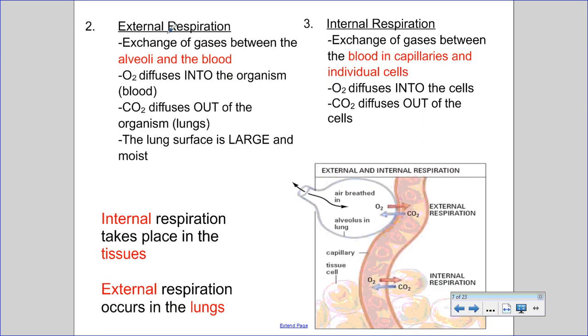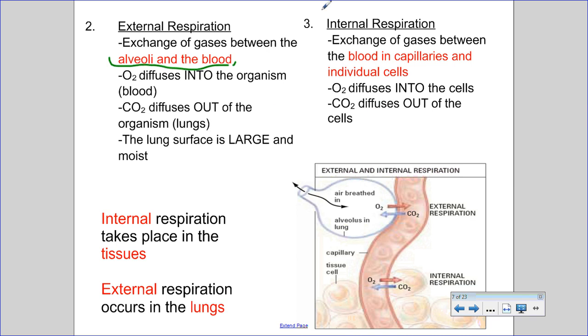Then the external respiration will occur. This is the exchange of gases between the alveoli and the blood. This is basically oxygen moving from the lungs into the blood. So oxygen will diffuse into the organism at this part, and going along with this is the CO2 diffusing out. But this is in the final stages of respiration. To help with this process, the lung surface is large and moist, and we'll talk about how that structure is created to allow for this efficient gas exchange.